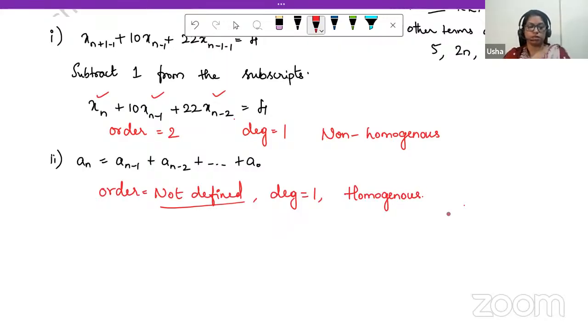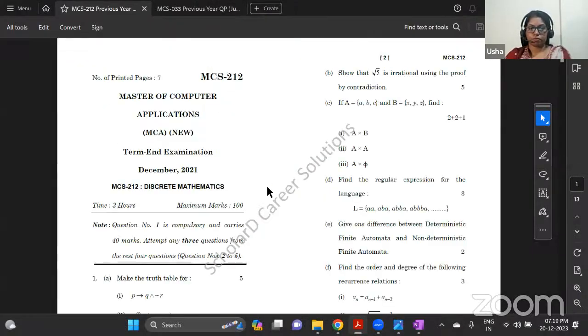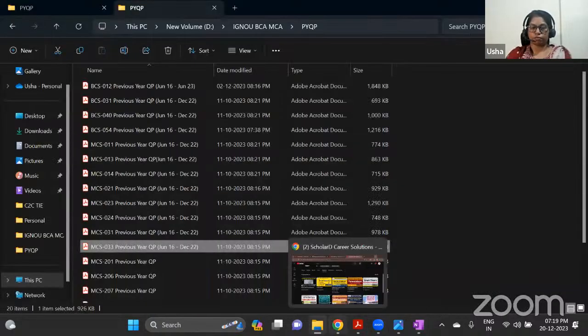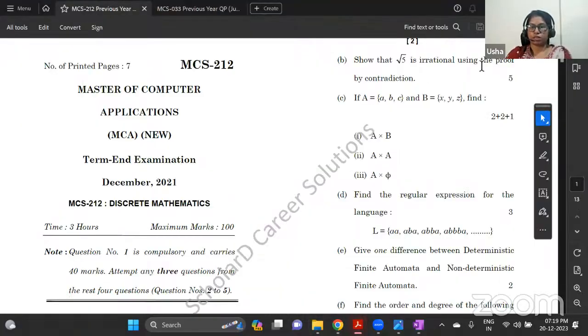Okay, now let us see the next question. Show that root 5 is irrational using proof by contradiction. This question I have explained in the class. If you are a student of BIT, you will know I have explained it in the class. And the exact solution is present in the study material. Please go through that. It is easy to understand.